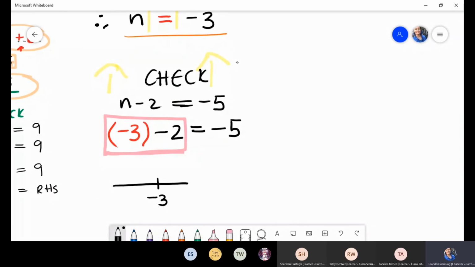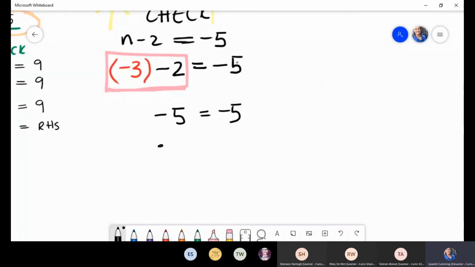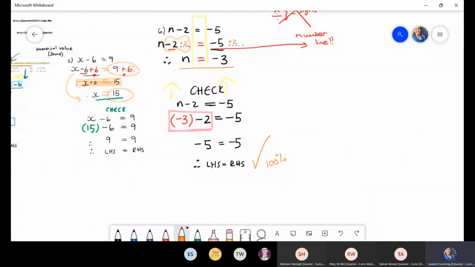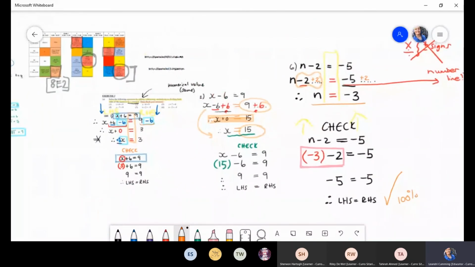I have minus 2 and I minus another 2. I have minus 3 and I subtract another 2. So does that give me minus 5? Yes, it does. Therefore, minus 5 is equal to minus 5. I have balanced my equation. Therefore, my left-hand side is equal to my right-hand side. And I have 100% for my answers. So, if you can try and keep that going, you are going to be fine.